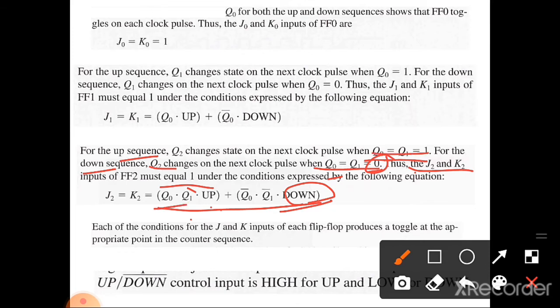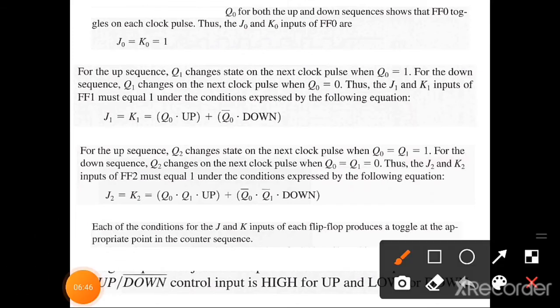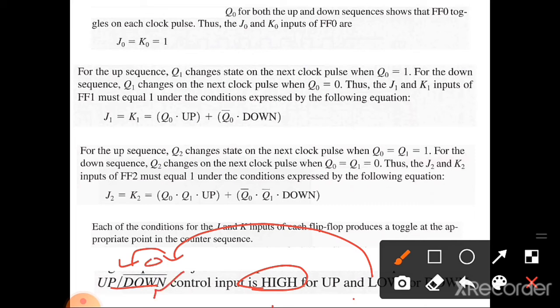So based on this condition, we draw the logical diagram to indicate the up and down control. We are using high for up and low for down. There is a control input here to control the up and down operation. For upward operation, we provide a high signal on this pin, and for downward operation, we provide a low, that is down bar. If a low signal is there, it will perform down operation. If a 1 is given, then it performs up operation.